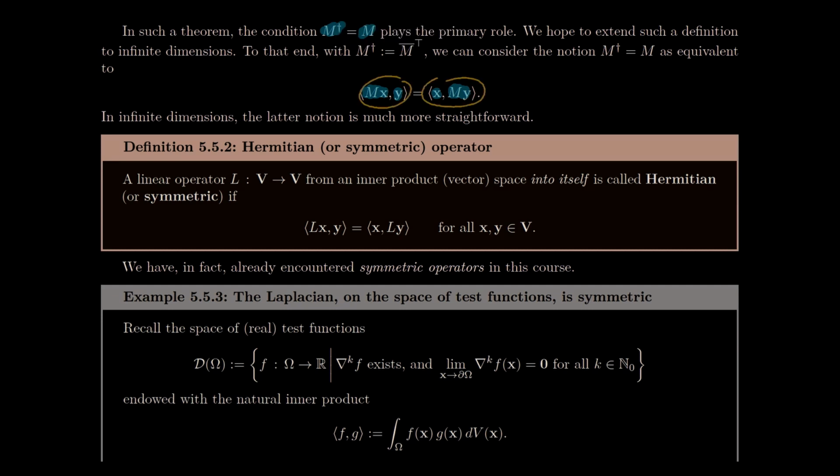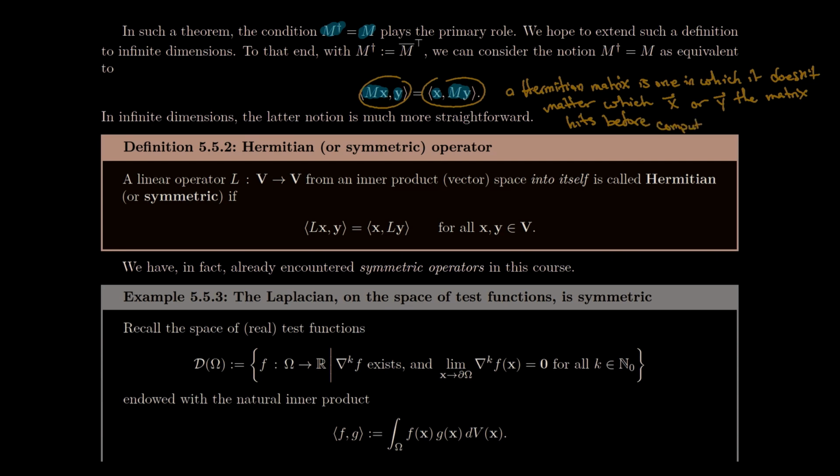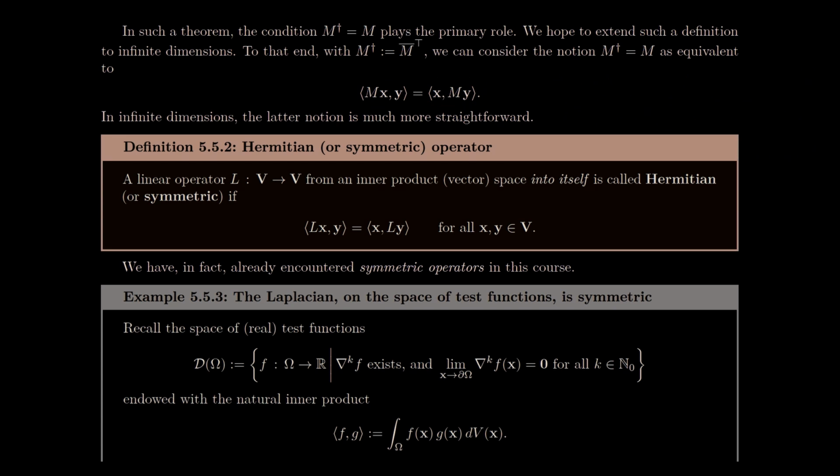So in other words, a Hermitian matrix is one in which it doesn't matter which vector, x or y, the matrix hits before computing either Mx dot y or x dot My. These will give the same answer. So that's the definition of, or an equivalent definition to, a Hermitian matrix. And it's useful because that definition is a lot easier to extend to operators.